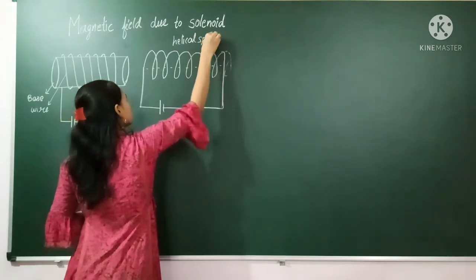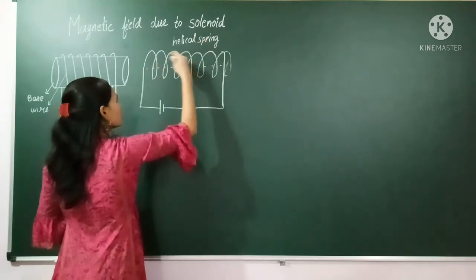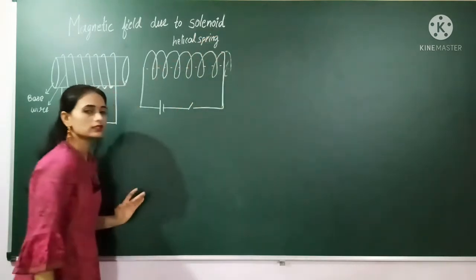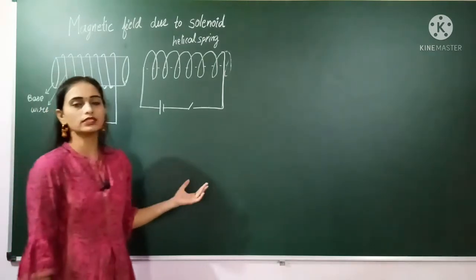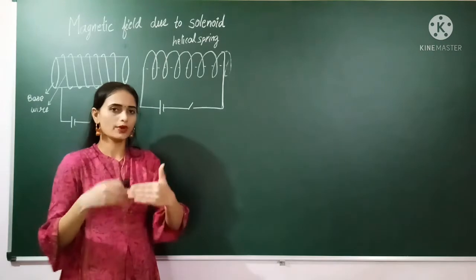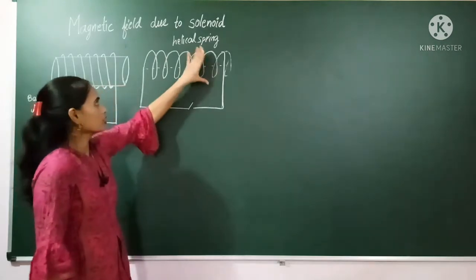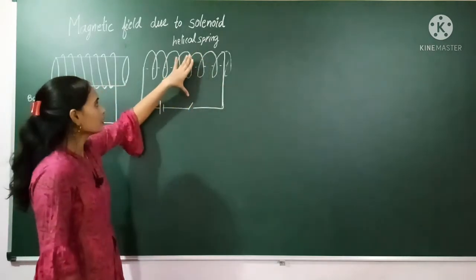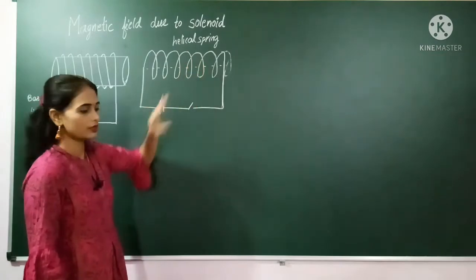So in this solenoid, how many turns are there? The answer is that there will be 1000 to 2000 turns. It will be very closely arranged, very closely wound wire. This type of structure we call the solenoid. It will generate the magnetic field.